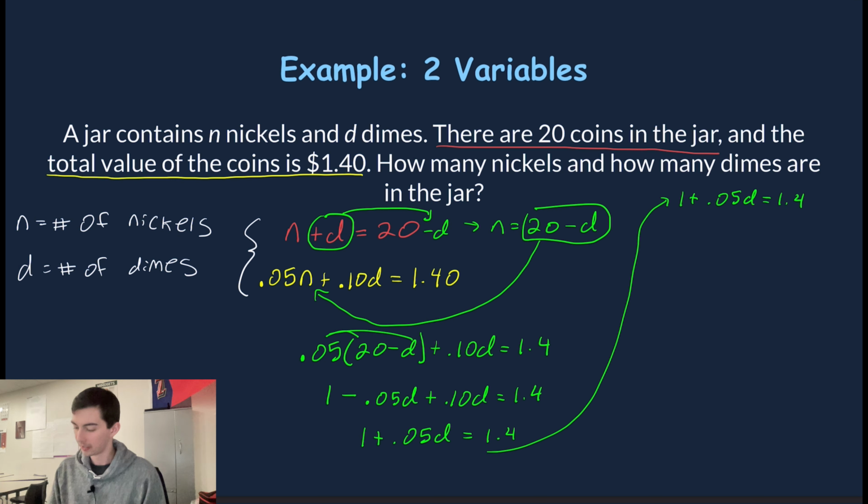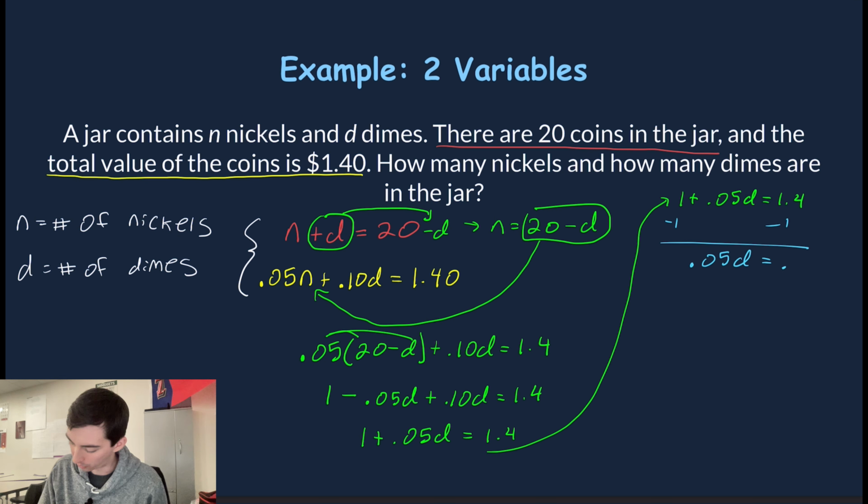And now we can just start moving things away from the d in reverse PEMDAS order. So I'm going to subtract 1 from both sides to get 0.05d is equal to 1.4 minus 1 would just give me 0.4. And now I can divide both sides by 0.05 to get those to cancel. So we get d is equal to, if you do this in the calculator, 0.4 divided by 0.05 is going to give us 8. So now we know there's 8 dimes.